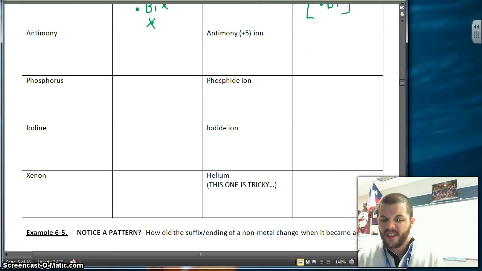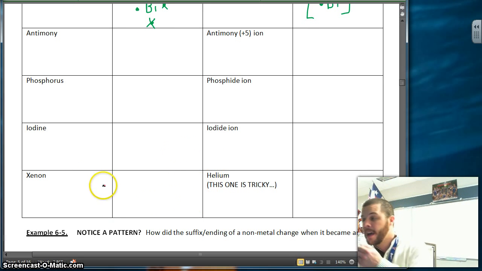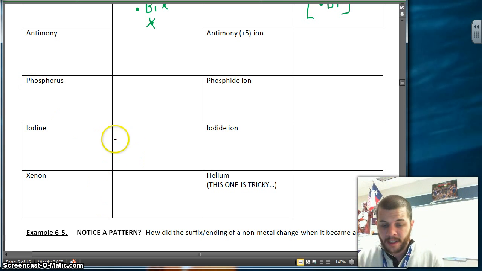Let's go ahead and do these last 2 here. These last 2 are a little on the trickier side, or xenon's not, but helium is. Excuse me. So let's take a look at xenon.